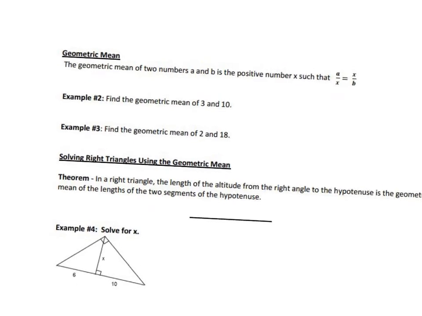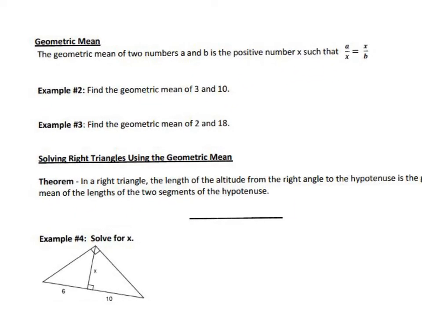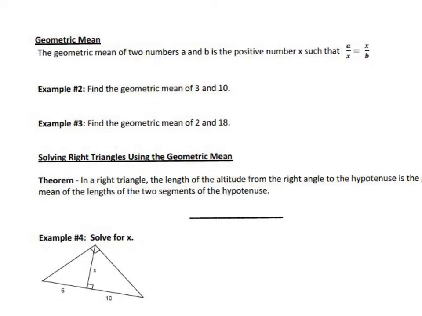Next, we're going to talk about geometric mean. So the geometric mean of two numbers, a and b, is the positive number x such that a over x equals x over b. So in our first example, we want to find the geometric mean of 3 and 10. So we can let a equal 3 and b equal 10. So we have 3 over x equals x over 10.